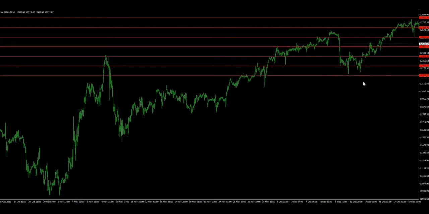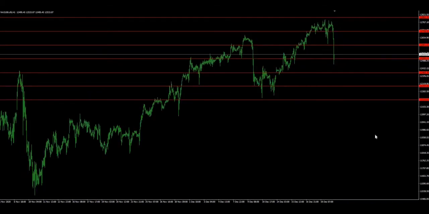Okay, I'm going to use that point. Now once you have put your horizontal lines, that's it. That's basically the strategy. It's looking for numbers that are rounded off to 100. Now let me explain why these numbers are so important for the aspect of Nasdaq.